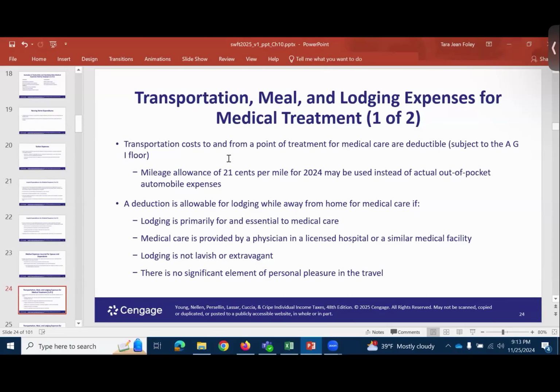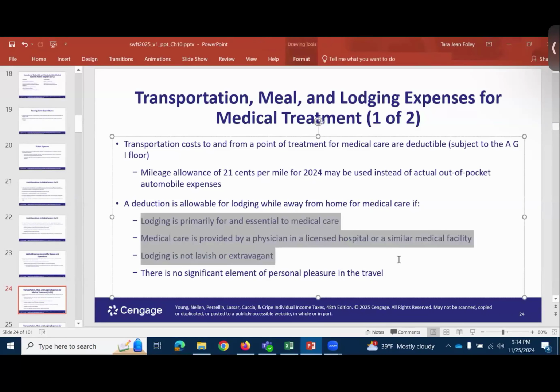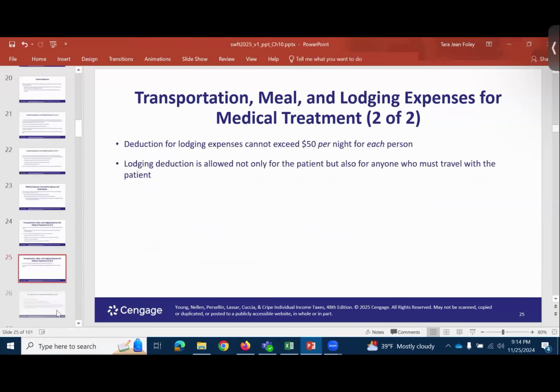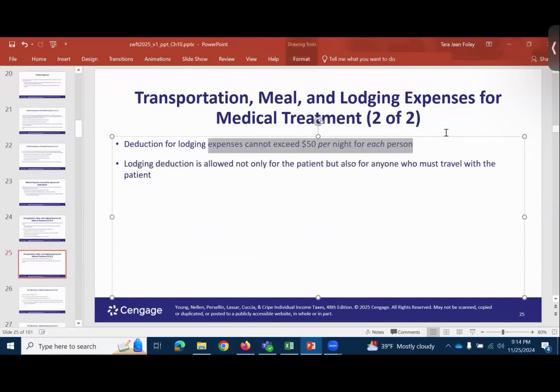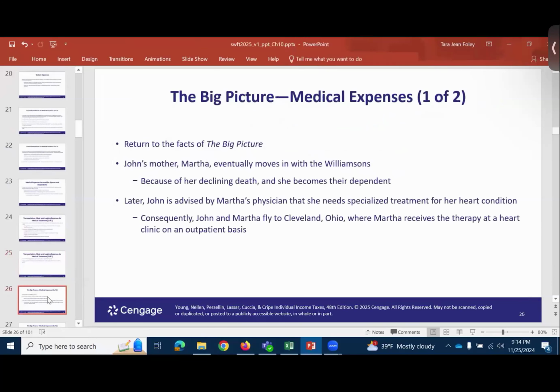So they drove, and the daughter would stay in the hospital for 5 days, and the husband and wife would switch off. One would be with her for a few hours, and the other would be at the hotel sleeping. The driving, they got 21 cents per mile. And they were also able to deduct $50 per person per night for the lodging while they stayed at the hotel. Okay? Can't be more than $50 per person per night.